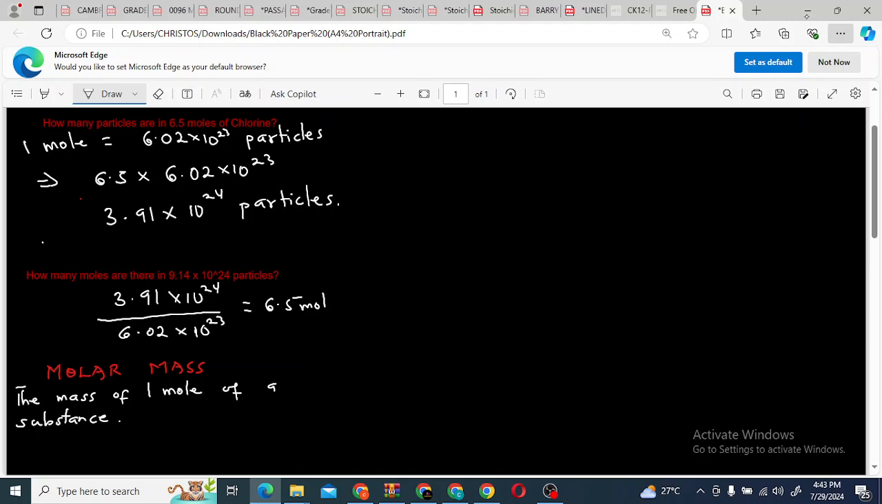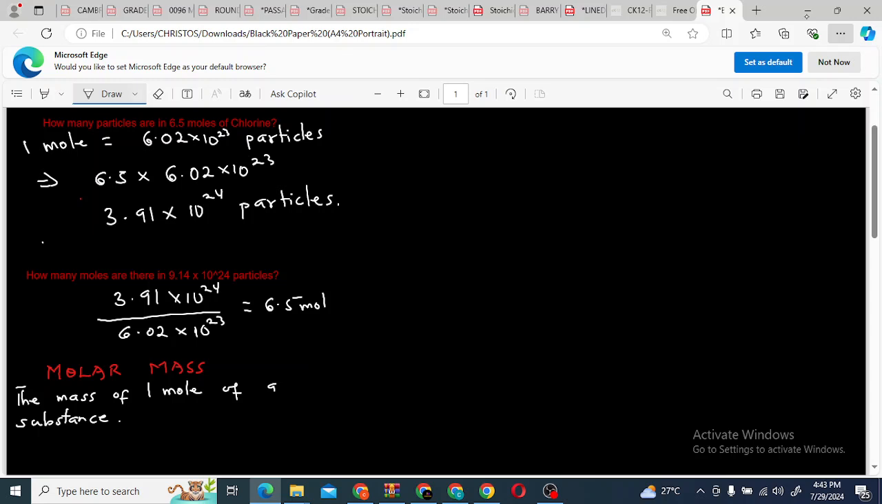So the molar mass of sodium, the molar mass of water, the molar mass of carbon dioxide. The molar mass of sodium wants to tell the mass of one mole of sodium. The molar mass of carbon dioxide also wants to tell the mass of one mole of carbon dioxide. The molar mass of water wants to talk about the mass of one mole of water. Molar mass, that is just what it means.